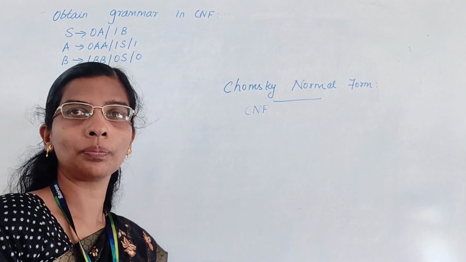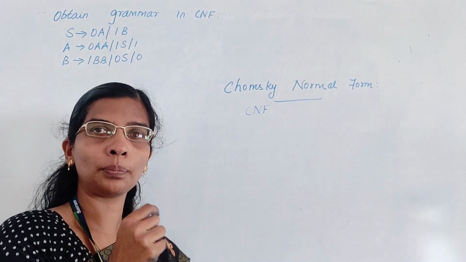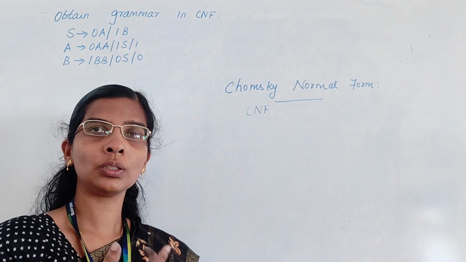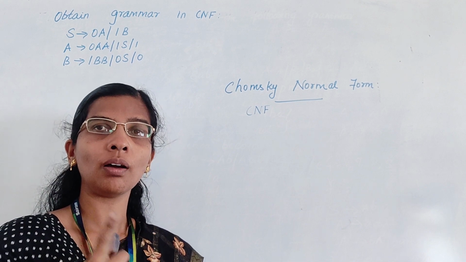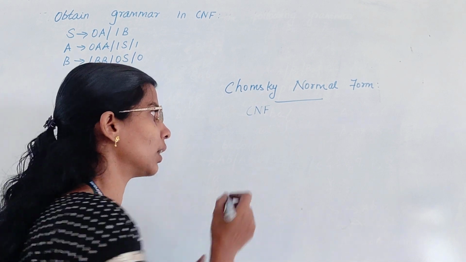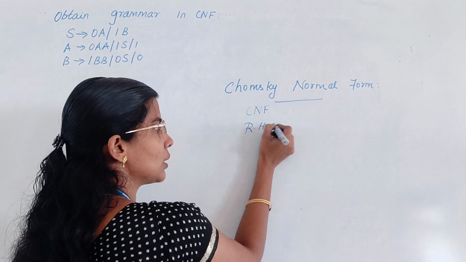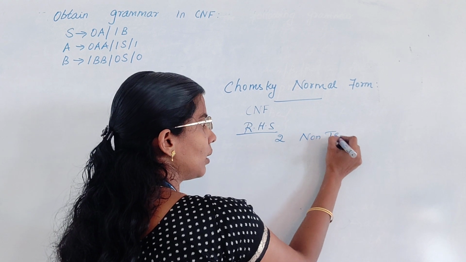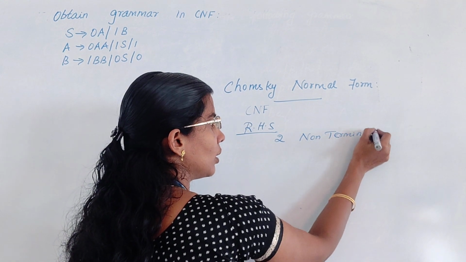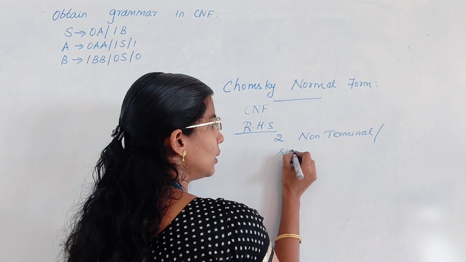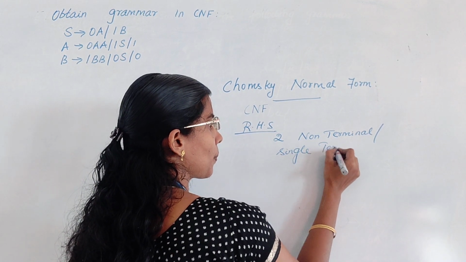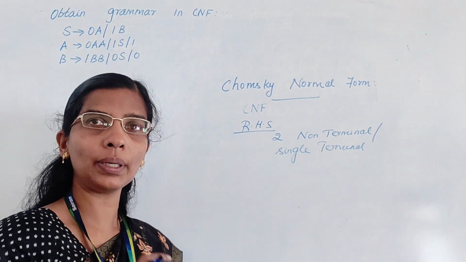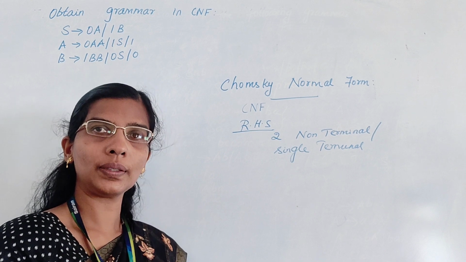Chomsky normal form. What is the property of Chomsky normal form? The RHS of your production should have two non-terminals or a single terminal. So the RHS of your context-free grammar should have two non-terminals or it should have a single terminal. If you have any grammar in this form, you can say the grammar is in CNF.